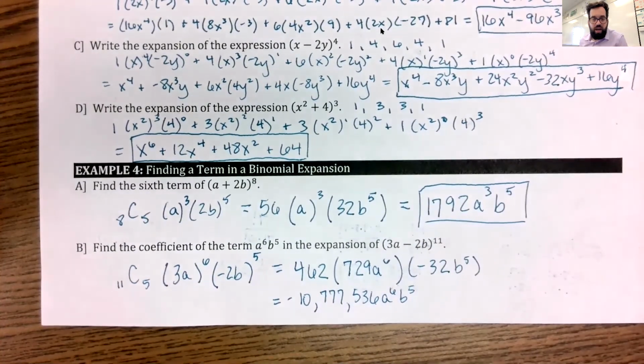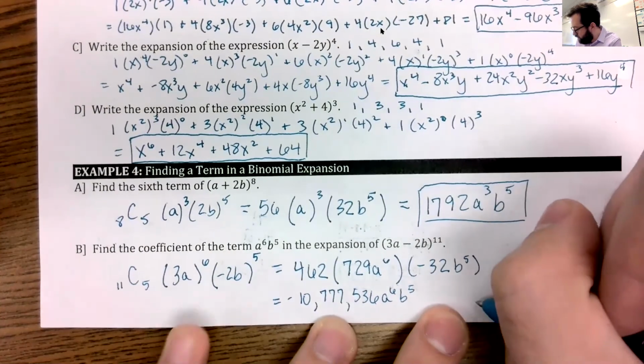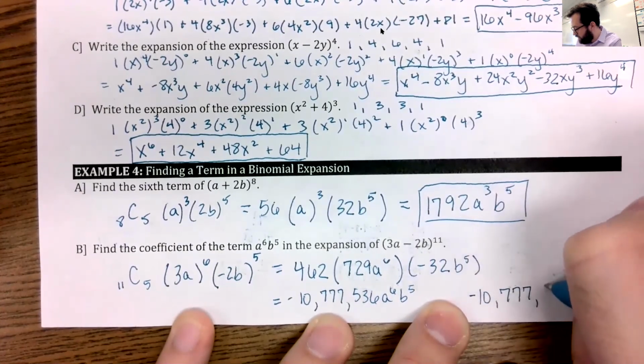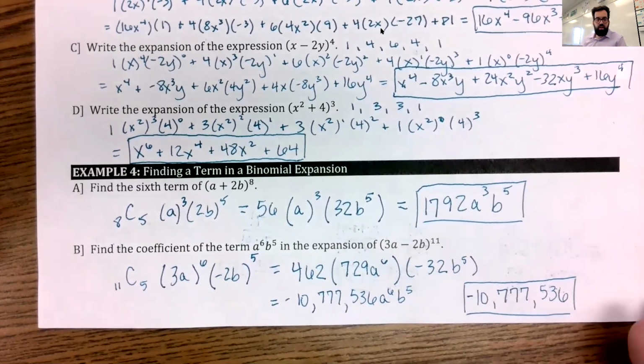Aren't you glad we didn't have to do all of this expansion by hand? That would have been a nightmare. But the question asked for the coefficient, so officially the coefficient is -10,777,536.